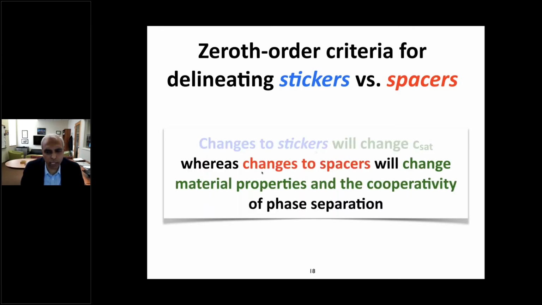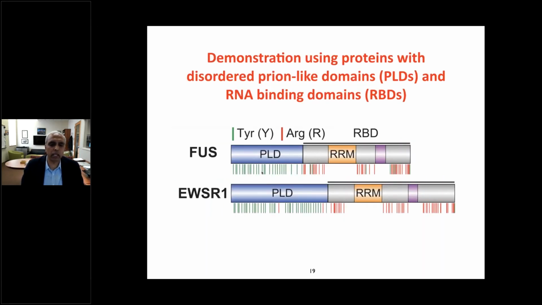Conversely, if we were to make changes to spacers, then what we will impact are really how the stickers are brought together, and therefore the material properties of the condensates and also the overall cooperativity of the phase separation. So with that in mind, let's jump ahead and think about a few archetypal intrinsically disordered regions.